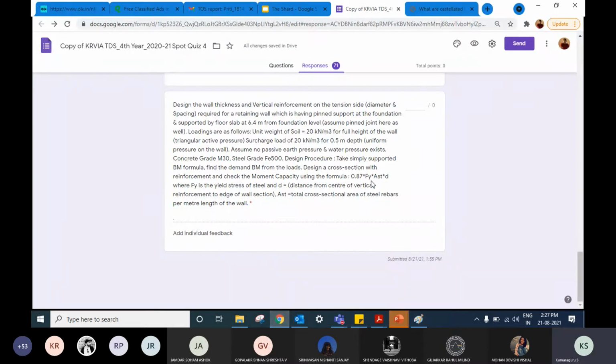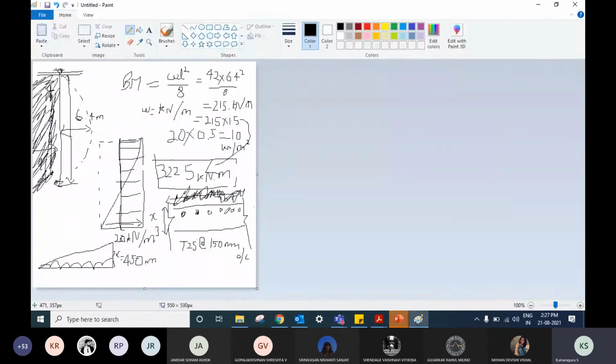0.87 into Fy, the yield stress of the rebar, into the total cross section area of the rebars, into D. D is the lever arm, which is nothing but the distance between the center of this rebar line to this edge of concrete. That is your D. So tell me how many rebars can be stacked within this 1 meter width. Someone please tell me some number.